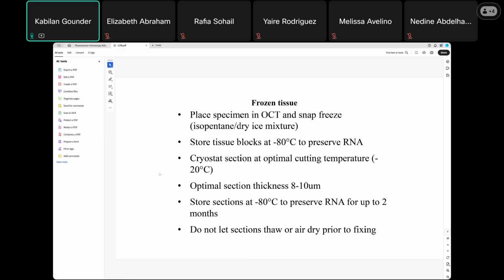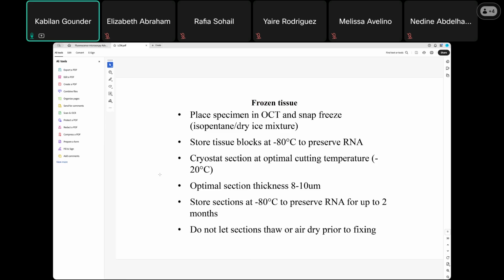Usually with frozen sections, you can fix in liquid nitrogen, then put it in OCT medium and store it at minus 80 if you are not isolating the cells right away. If you leave it outside for a longer time, the RNA will be degraded. Then you can take sections using a cryostat, and after that you can preserve them at minus 20.